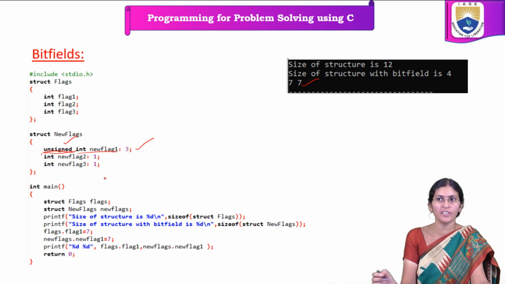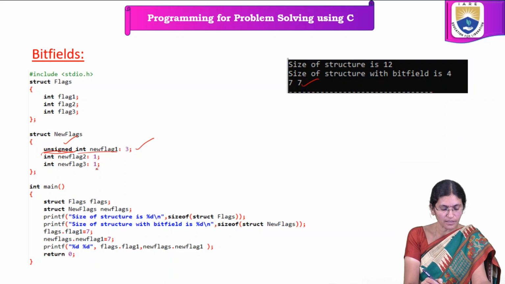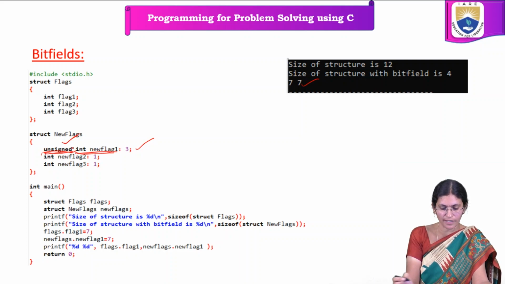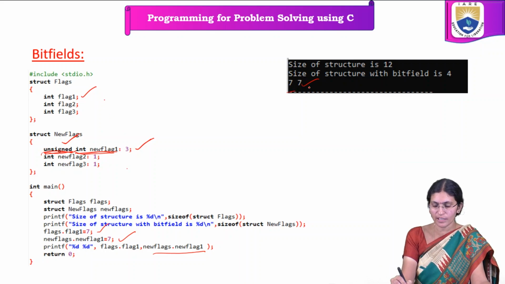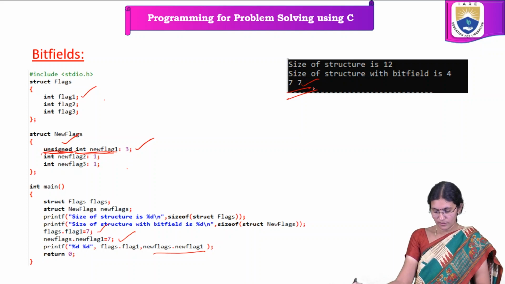The same program we have executed here, but what we have modified is that previously we had not written any modifier, so it was a signed integer. Now we have converted it to unsigned integer. This member is assigned a value of 7 and this member is assigned a value of 7. If you try to print the values of the individual members, you will get the output as 7 and 7.